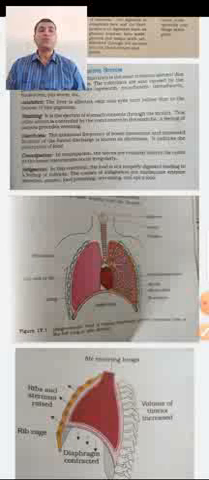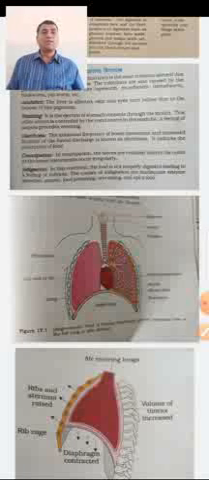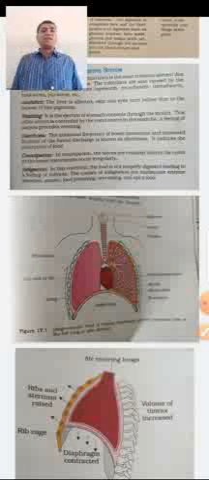And the fourth step, the diffusion of these two gases at the lung level and the tissue level, and utilization of O2 by the cells for catabolic reactions is the fifth step. And when you talk about the mechanism of breathing, breathing involves two stages. One is inspiration and one is expiration.